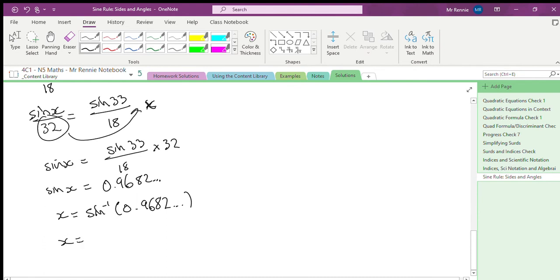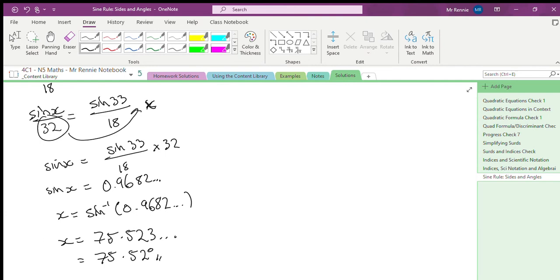This is going to tell me what x is, and what I get in my calculator is 75.523 dot dot dot, and that rounds to 75.52 degrees. Okay, now again, what happens here is we round to two decimal places, keep it accurate.